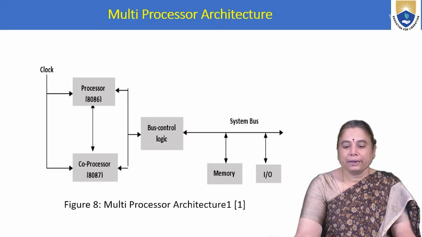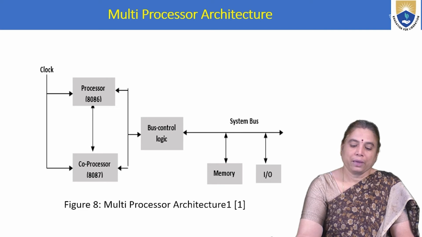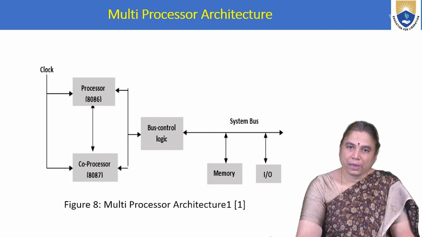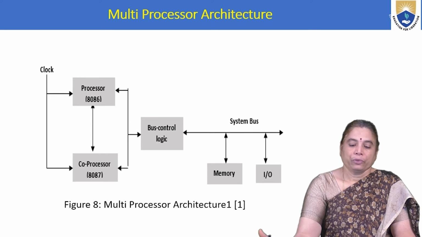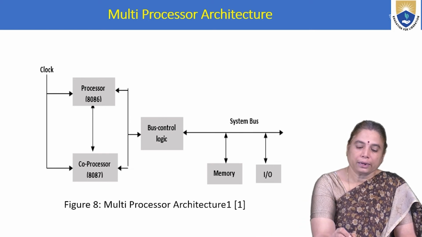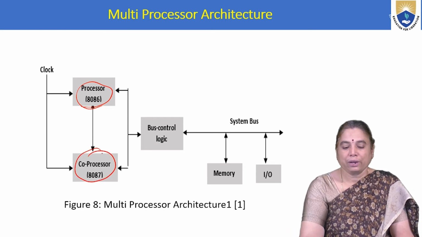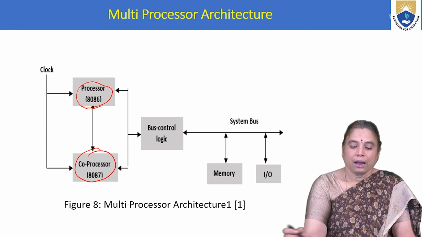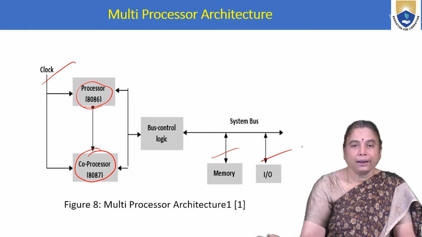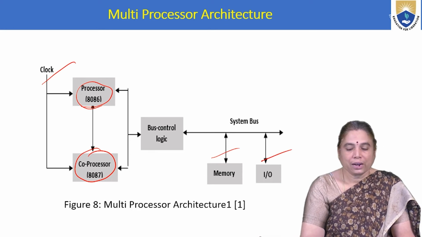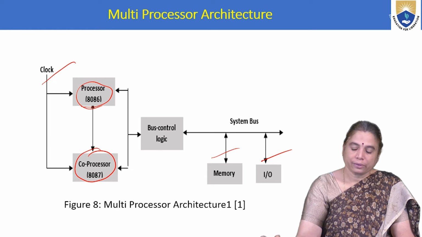The general architecture of the multiprocessor can be more than one processor employed, and these processors can share a common clock, memory and I/O. If you observe this architecture, the processor is 8086 and the co-processor is 8087. Two processors are connected and they are sharing the clock with bus logic, the memory and I/O. So this is the general architecture of a multiprocessor system.